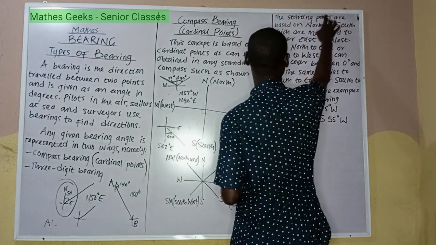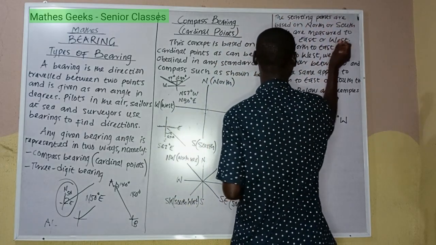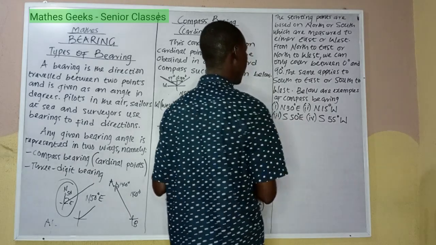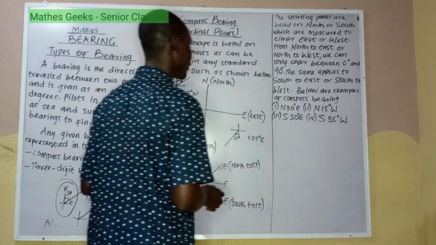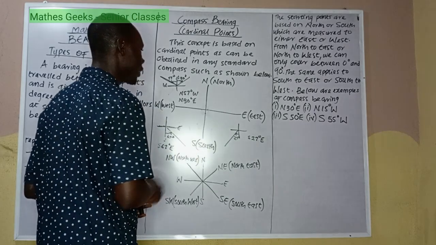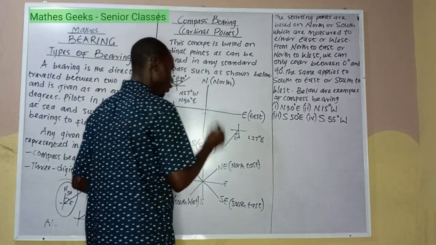The starting points are based on north or south, which are measured to either east or west. From north to east or north to west, we can only cover between 0 degrees and 90 degrees. Okay, so that's another point we need to note.